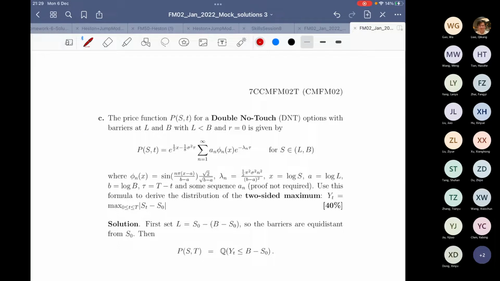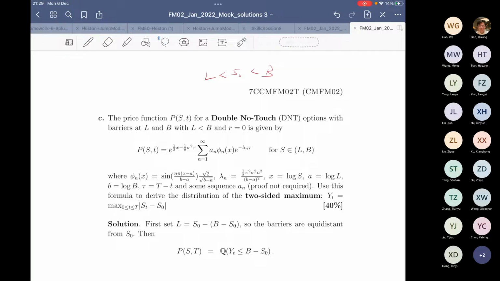So question C. This is almost just a carbon copy of what we did before. I literally copied this. It says the price function for a double no-touch option with barriers at L and B. I should be saying here that the barrier L is less than S0 is less than B. That's certainly implied.